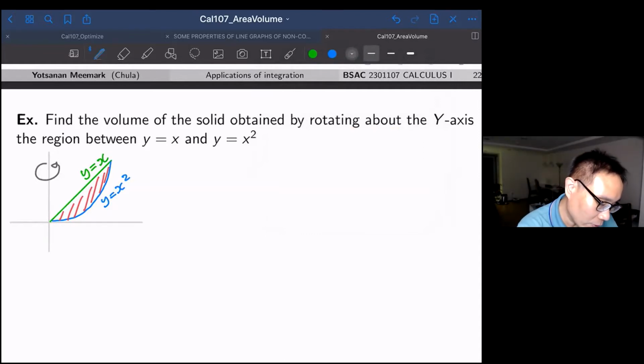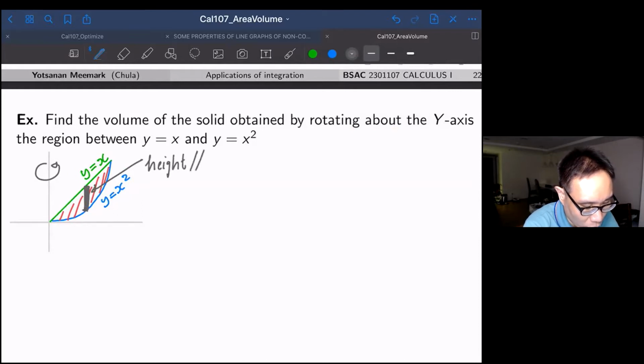So in order to do the cylindrical shell, you're going to need to draw the height like this, and you're going to draw it parallel. Okay, I emphasize this. The height will be parallel to the rotational axis. Okay, so it's going to be parallel to the rotation axis.